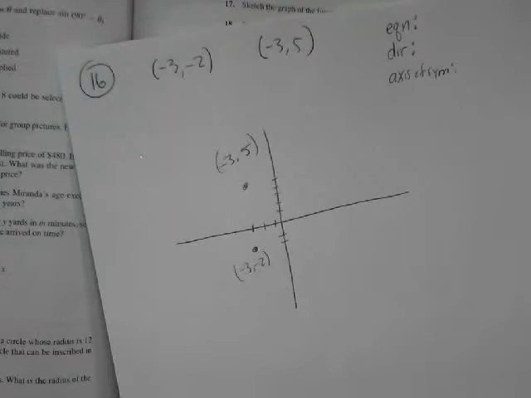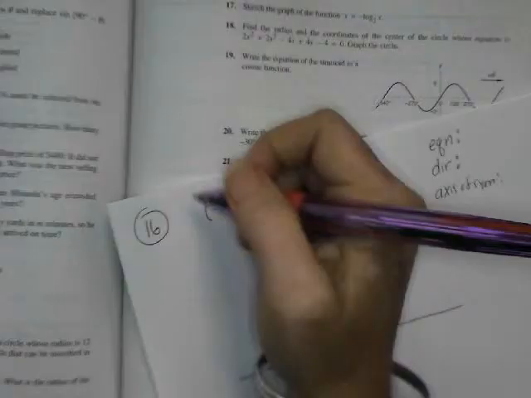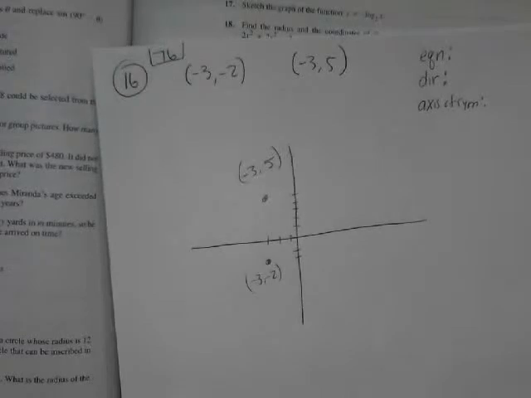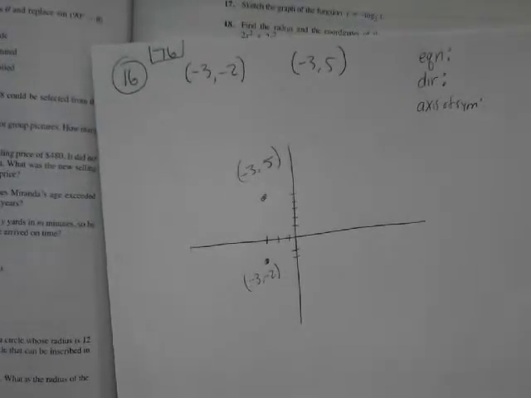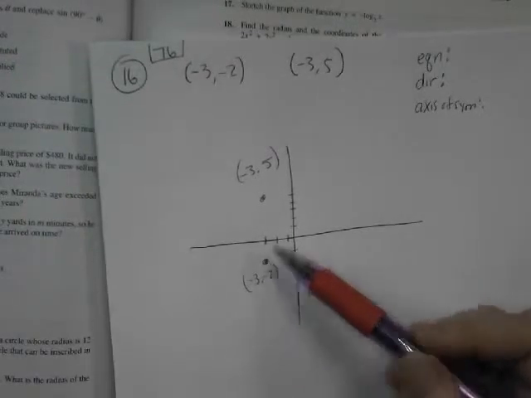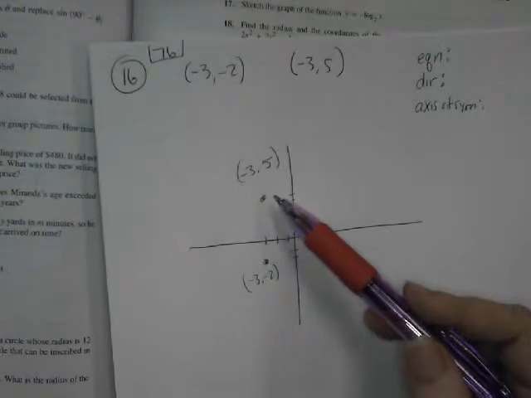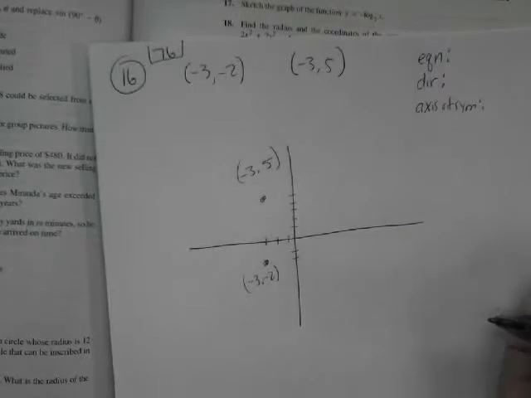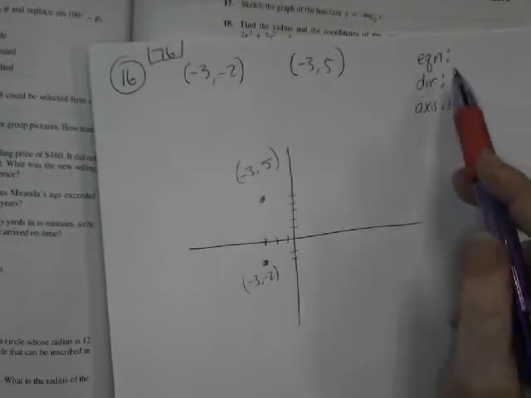This is Pre-Calc lesson 76, number 16. It reads, a parabola has a vertex at -3, -2, so that's the vertex, and a focus at -3, 5. Write the equation of the parabola.